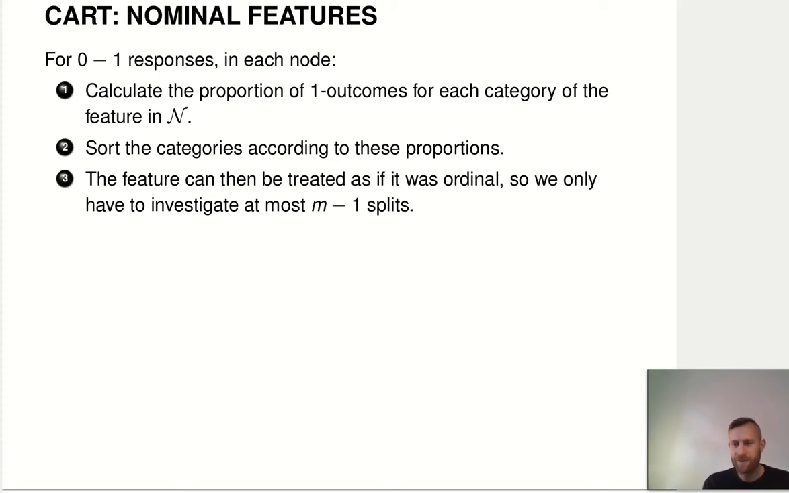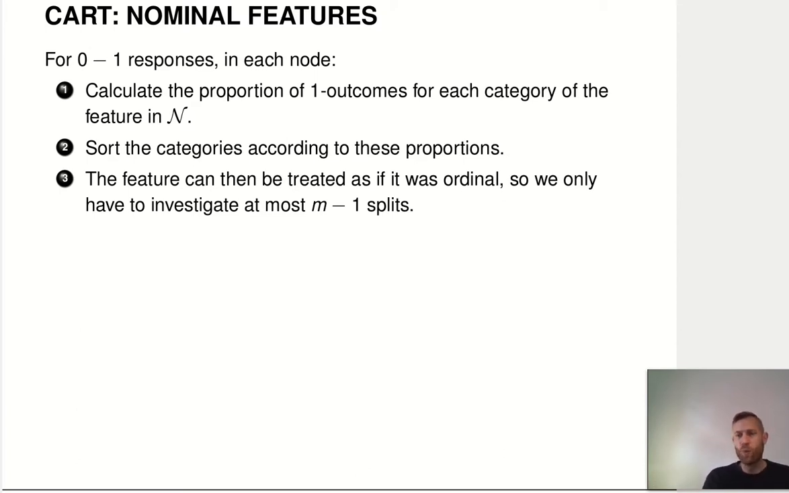And then we can treat the feature as ordered according to basically how likely it is that a person with that specific level of the feature will have a target value of one. So it's ordered, and as soon as it's ordered, this problem is way, way more simple, because for something that is ordered, we don't have to look at 2 to the power of m minus 1 possible splits. We only have to look at every possible split between these m categories. So that's m minus one splits.